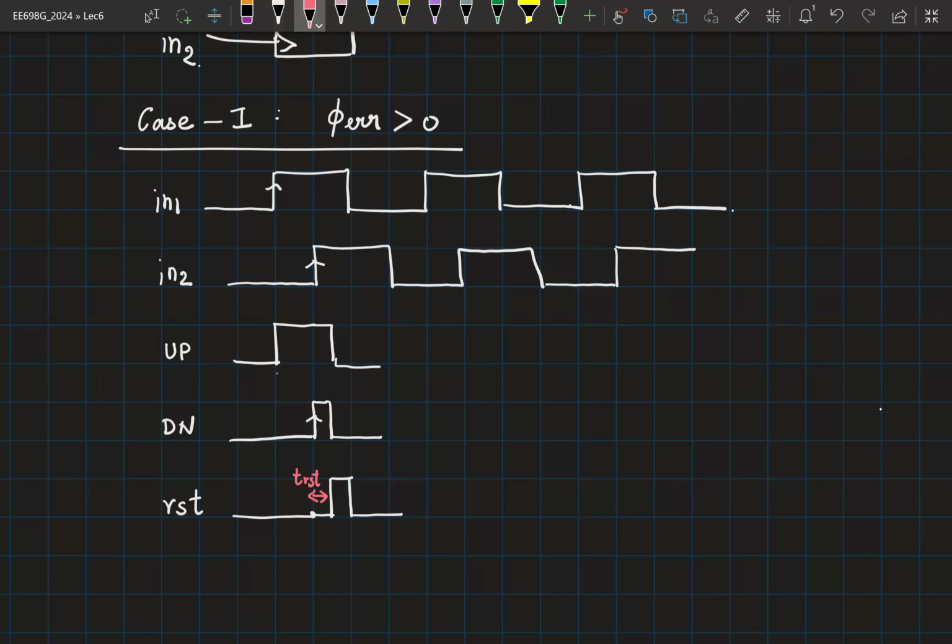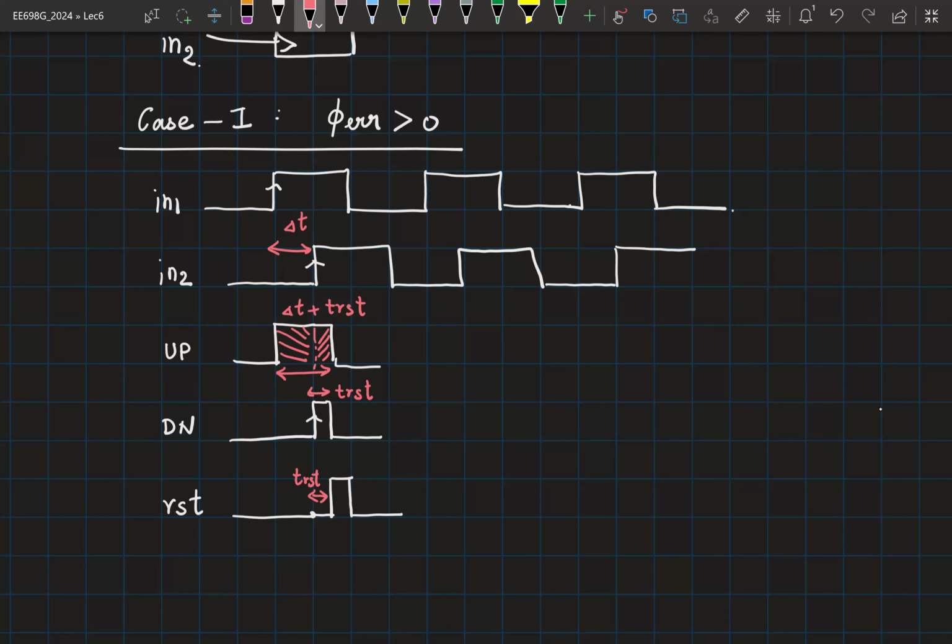So what is the width of up? This is delta T plus T reset, where this is delta T for you. And the width of the down? This is T reset, right? So basically, if I do up minus down, it looks like I'll be able to extract this delta T information.